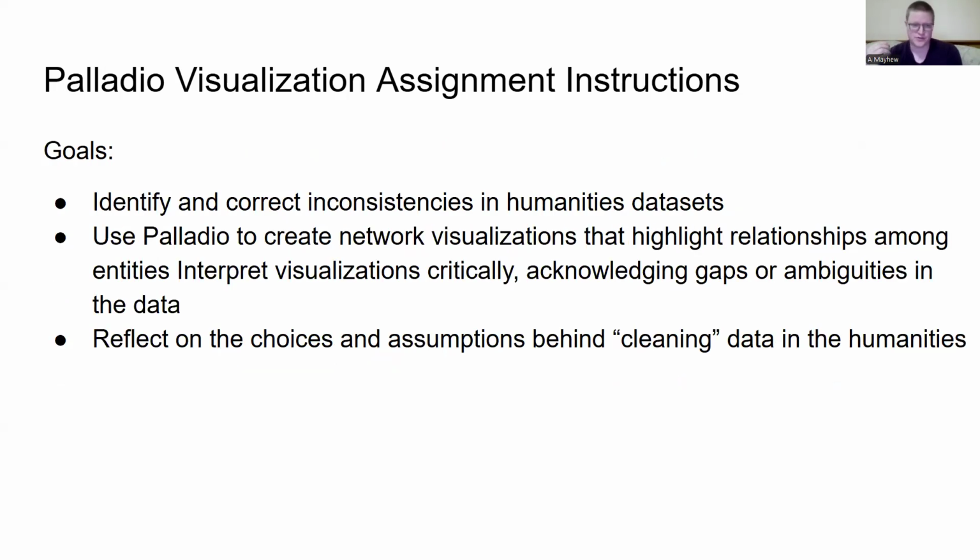So the goals are to identify and correct inconsistencies in a humanities data set. You can complete this assignment without doing any data cleaning, but I would recommend actually looking through the spreadsheet and noticing when things aren't quite how you might want them to be. So you'll use Palladio to create a network visualization that highlights the relationships among entities, interpret visualizations critically, acknowledging gaps and ambiguities in the data, and reflect on the choices and assumptions behind cleaning data in the humanities.